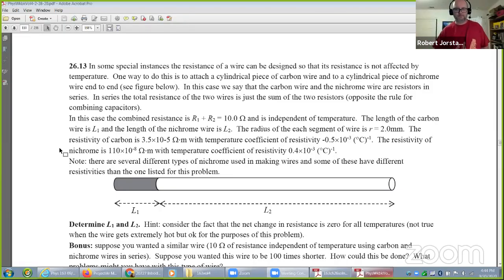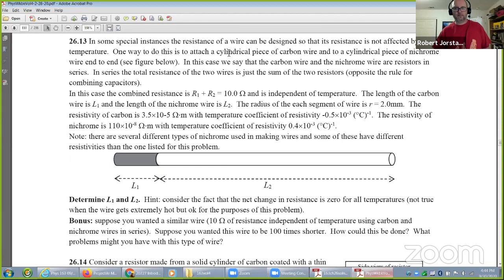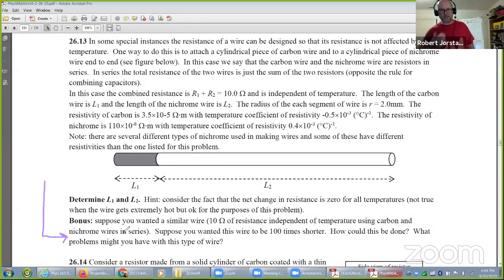But there is one more thing. Let's check it out here. Okay, so when you do that problem, you figure this all out. Let's look at this bonus and think about this. This is kind of an engineering question, right? Suppose we want a similar wire. We want it to be 10 ohms, and we want it to be independent of temperature with carbon and nichrome in series. So the same exact thing, except we want this wire to be 100 times shorter. Could it be done? If so, what problems might we have?